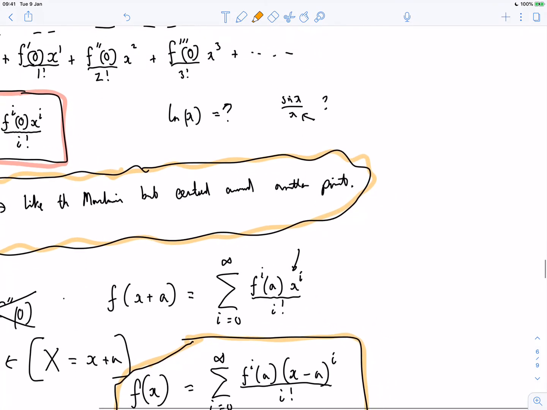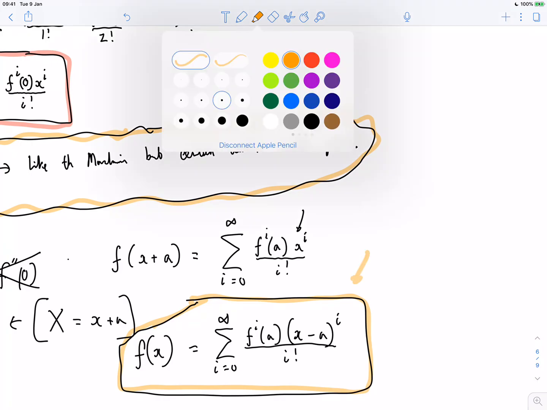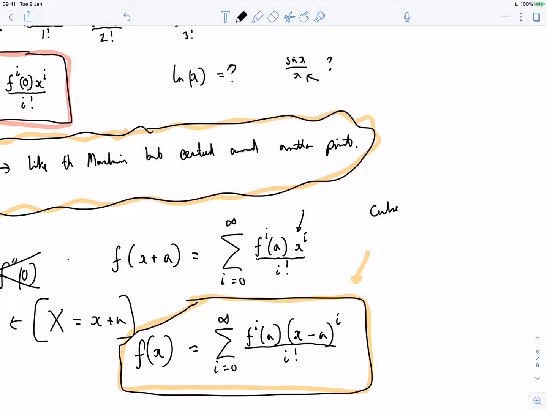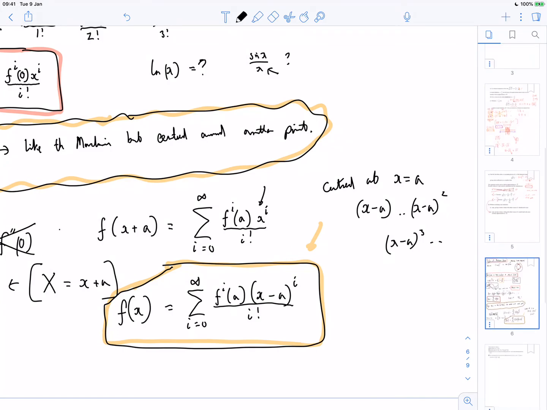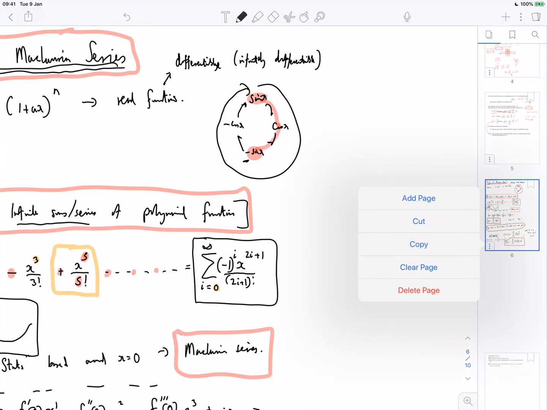So this Taylor series is centered at x equals a, and it will be a function of x minus a, and then x minus a squared, and then x minus a cubed, and so on and so on. So let's try an example of that before I do some proper questiony type things.